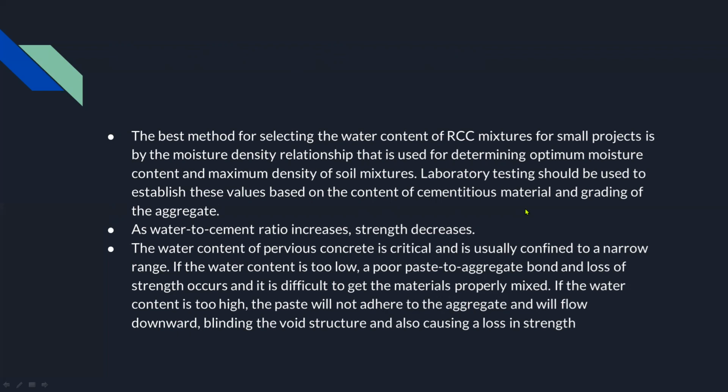The water content of pervious concrete is critical and is usually confined to a narrow range. If the water content is too low, a poor paste to aggregate bond and loss of strength occurs, and it is difficult to get the materials properly mixed. If the water content is too high, the paste will not adhere to the aggregate and will flow downward, blinding the void structure and also causing a loss in strength.